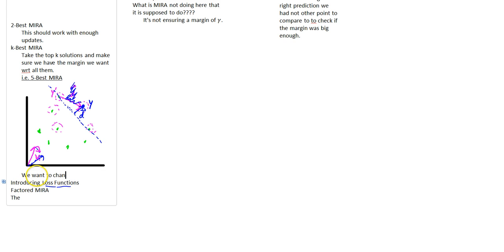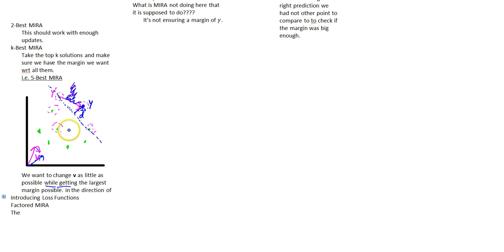So we want to change v as little as possible in the direction of, well, we want to change it as little as possible while getting the largest margin possible. Okay, so to change it as little as possible, ideally, we just want to, hold on a sec. Okay, so while getting, not the largest margin possible, the margin as large as required, right?